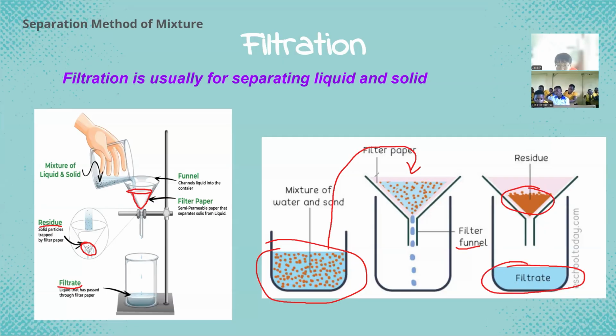Because filter paper is semi-permeable. It means that it only lets some things through. In this case, it only lets liquid through, and it leaves solid on the filtration paper. And the solids that gather are called the residue. And the liquid that gathers is called the filtrate. These are two vocabulary words that you need to know. Residue and filtrate.